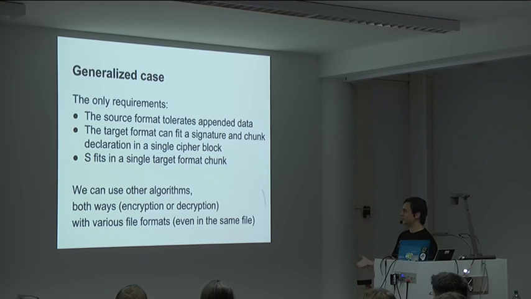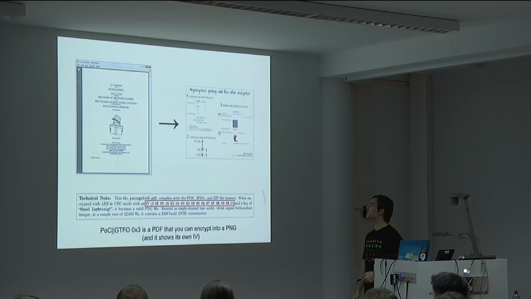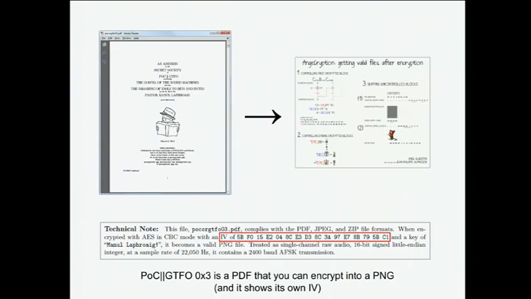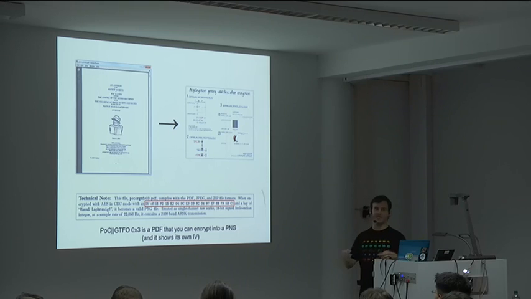We can use the algorithm both ways and with other file formats. As a demonstration, the first time I mentioned that was in the magazine Proof of Concept or Get the Fuck Out, version 3. It was a PDF. And if you encrypt this PDF, it becomes a PNG explaining encryption. And even better, the PDF itself knew the IV, telling you in advance the IV it should be encrypted with. Even this IV depended on the content of the PDF. And this was added at the LaTeX level.